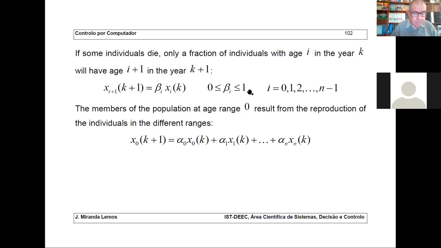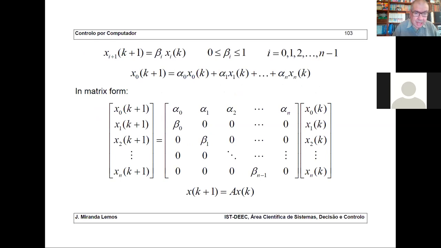Now, washing machines do not reproduce, but suppose that you are thinking about fish or birds in a given region. So what about x_0? x_0 at time k plus 1 can be given by a contribution of x_0 of k, x_1 of k, and so on. So the offspring number of individuals that exist in the different sections or cohorts, okay? We use the term cohort that comes from the Romans. The Romans had the legions divided in cohorts. So we have this model divided in cohorts. Each cohort corresponds to a set of individuals with the same age. So eventually some of these alphas are zero. For instance, alpha zero can be zero. Individuals do not reproduce. So you end up with a model of this type.